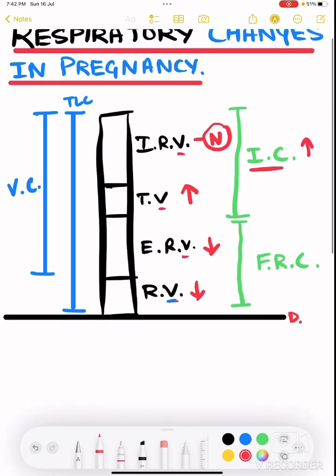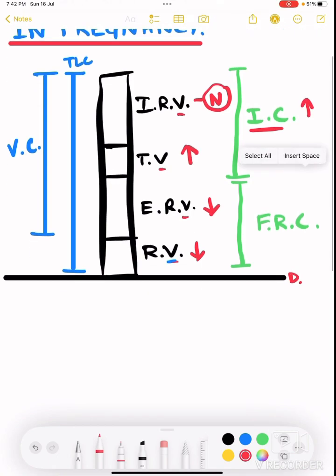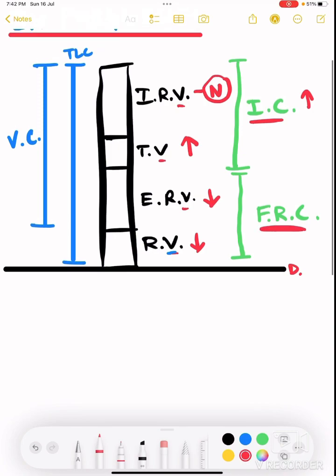So the addition of these two will also again be increasing. Very simple. What will happen to FRC? FRC, of course, it will decrease. There is no doubt that FRC will decrease. Why? Because it is a combination of expiratory reserve volume plus residual volume. It will decrease. It has to decrease.